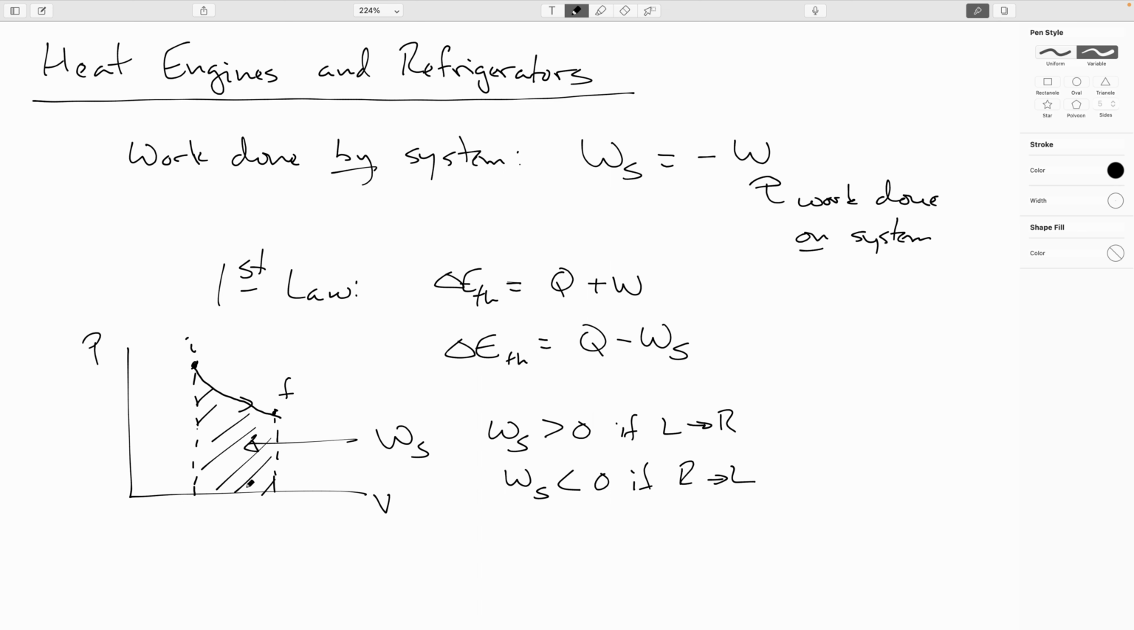If we're going from left to right, it means the volume of the piston is increasing. So that's our power stroke. So we're pushing against the external load.